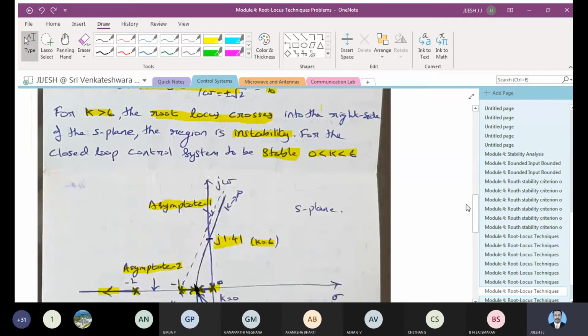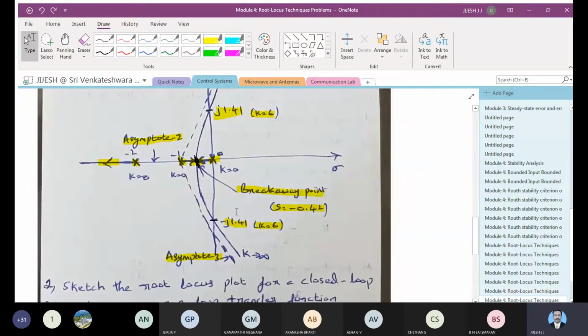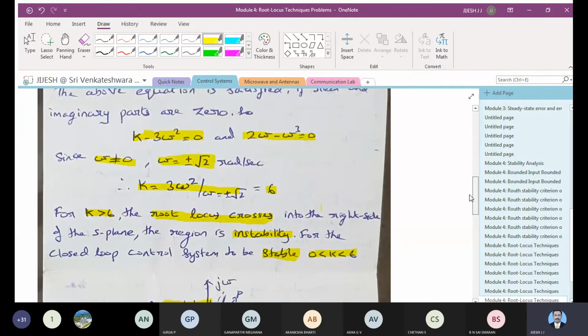So when you plot it, you can see that at k is equal to 6, you get j 1.4, and here you get minus j 1.4. So these 2 points you got. So this has been derived from that equation. Okay. So once again I'll repeat it, so that you understood how you got those points. So omega you got as plus or minus root 2, at the value of k is equal to 6.